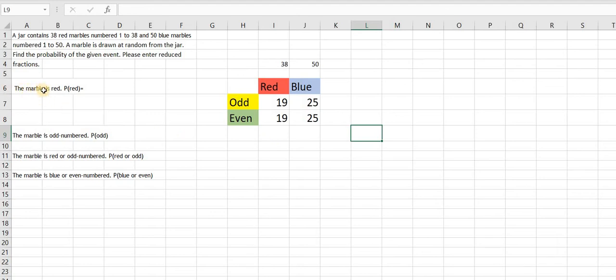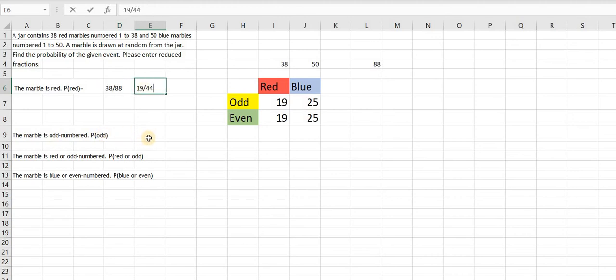The first question is the probability of selecting a red marble. So this is how many red marbles we have, which is 38, divided by the total number of marbles, which is 50 plus 38, which is equal to 88. So over 88 marbles. And don't forget that you need to reduce the fractions. So if you divide both by 2, you're going to get 19 over 44. And that is your reduced fraction.